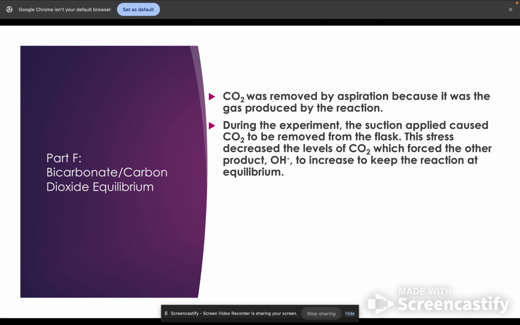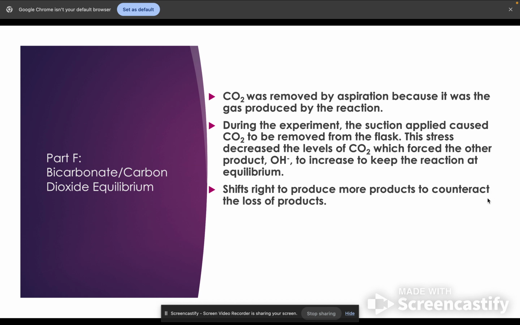And this increase caused the color change of the solution because OH- made the solution more basic. And bases occur in a pH greater than 7. And according to the lab manual, when pH is greater than 7, the indicator will cause the color to become blue. And this equilibrium is going to shift to the right to produce more products to counteract the loss of products.